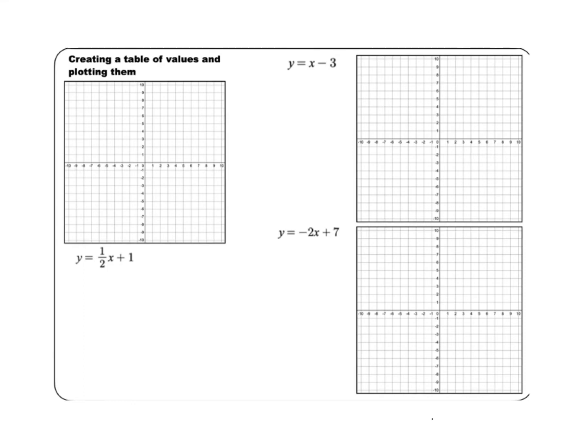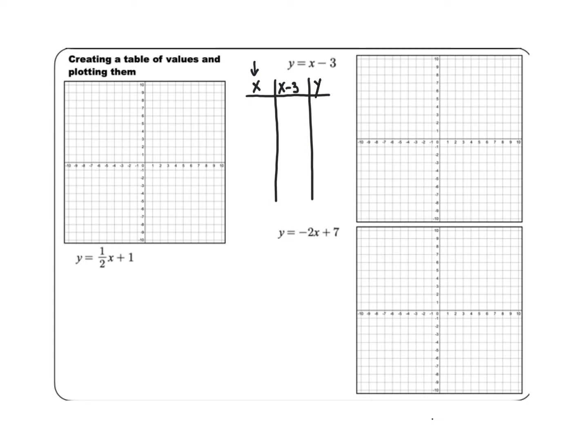All right, in this video, we're going to take a look at creating a table of values and then plotting them and then connecting them. And these are all going to be lines here. What I like to do is start off with this type of table right here, where I put X, my input, and then right in the center here is what I am inputting X into, which is this part, and then the output, which is going to be Y.